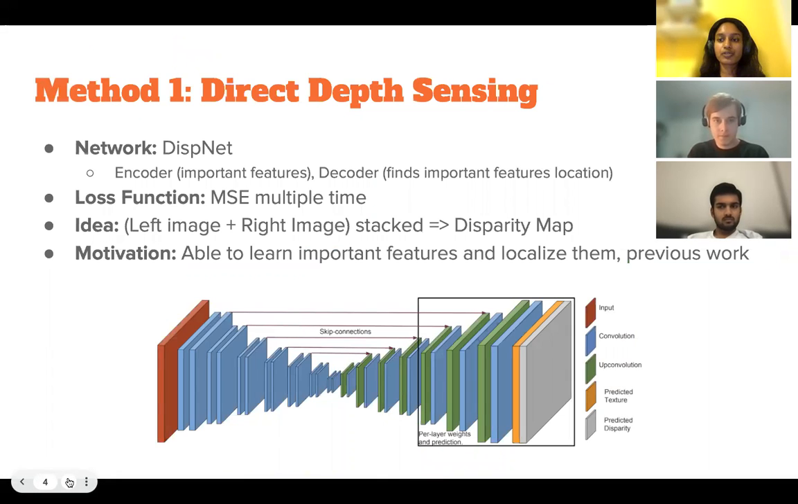Okay, so the first method we tried out was direct depth sensing using a DispNet. A DispNet works using an encoder, which isolates the important features, and then a decoder, which finds where the important features are located, as seen in the diagram below. The loss function that's used is the mean squared error. The idea of this method is to stack the left image on the right image and use those as input and output a disparity map. The motivation behind using this method in our project is to be able to learn important features and localize them and test out previous methods of depth sensing.